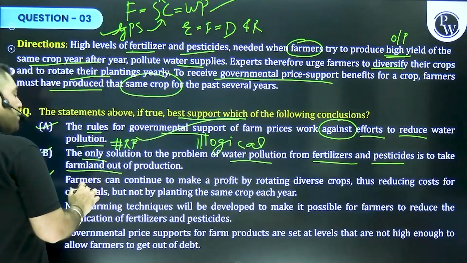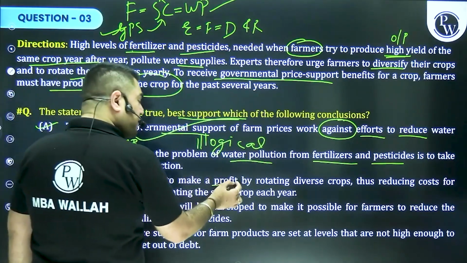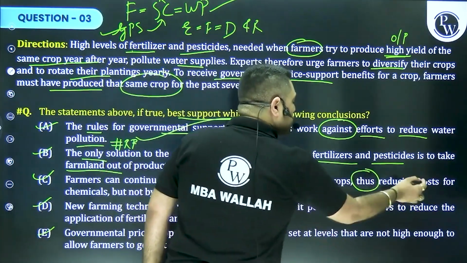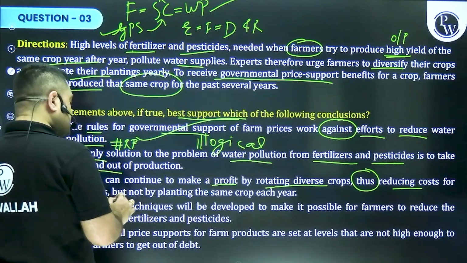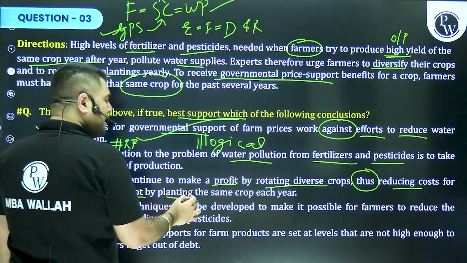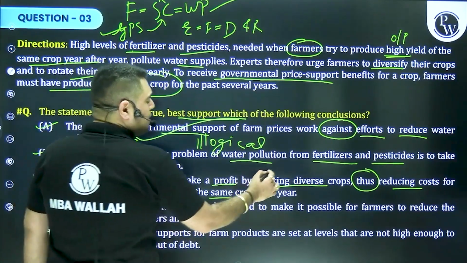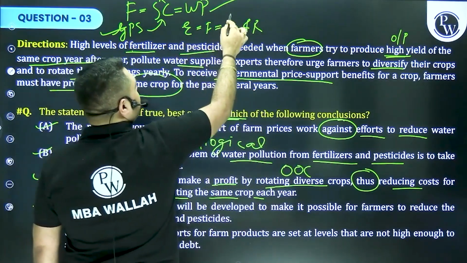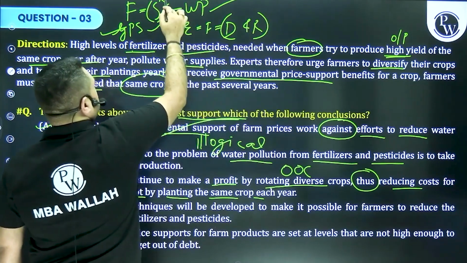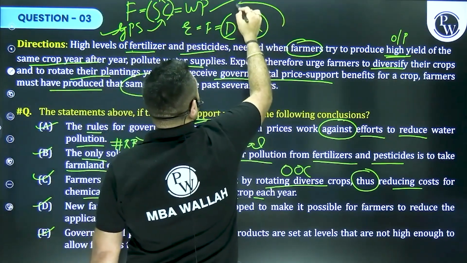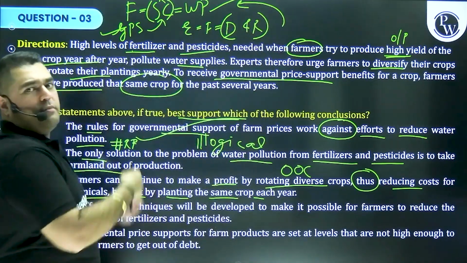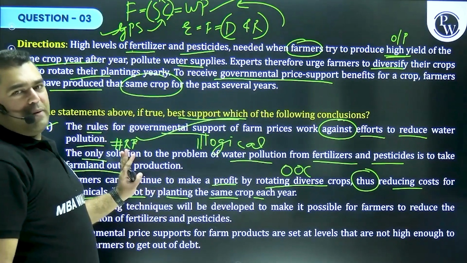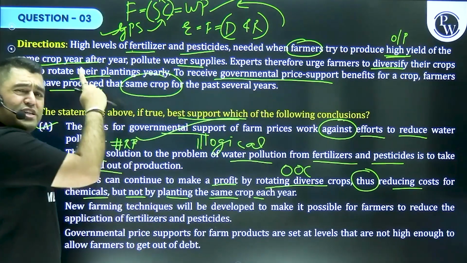No, farmers can continue to make a profit by rotating diverse crops, thus reducing costs for chemicals, but not by planting the same crop each year. This is out of context. Beta, we are not comparing the profit made of this versus this. We are comparing water pollution, the pesticide problem, of diversifying versus same crop. So it is wrong. Profit ki baat nahi ho rahi hai. Khali equation pe dhyan do, nothing else.